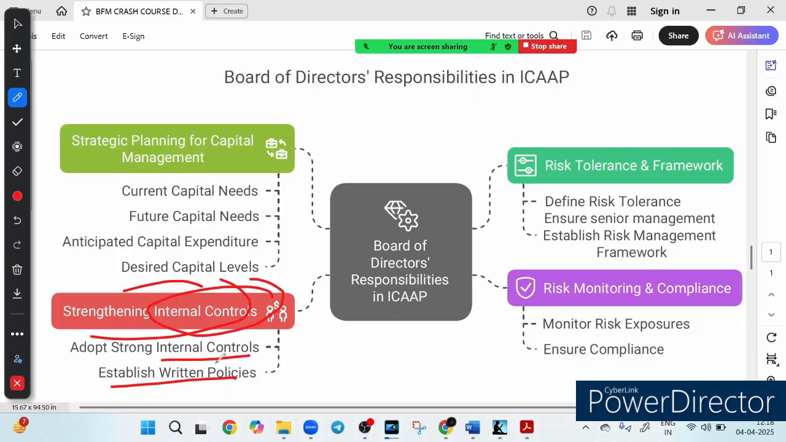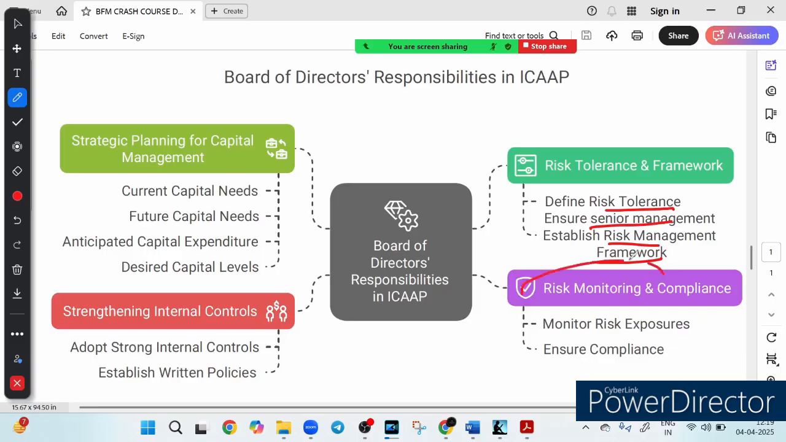Right. So strategic planning is needed. What is the current capital need? You should anticipate the future capital need. You should anticipate the capital for investment and expansion. Then we have risk tolerance and framework, which means setting acceptable risk level to avoid instability, that this much risk should be the maximum risk that should be tolerated, that is called risk tolerance. Ensure senior management, that guide leadership in risk decision, and establish risk management framework, which means a structured approach to identify, assess and mitigate the risk.